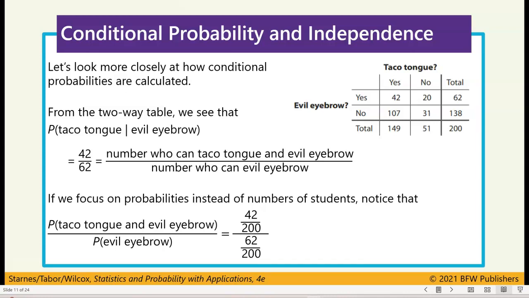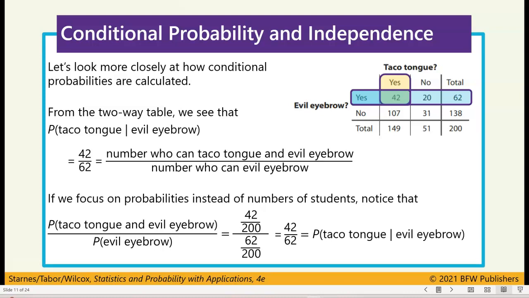So what's the probability of being evil eyebrows? Evil eyebrows are 62 total out of 200. That's the probability. Taco tongue and evil eyebrow, there's only 42 of those folks out of 200. If we divide those fractions, remember you multiply by the reciprocal, the 200 kind of goes away when you simplify that fraction, and it ends up being 42 out of 62. It's kind of a long way of getting there the same way we were getting there.